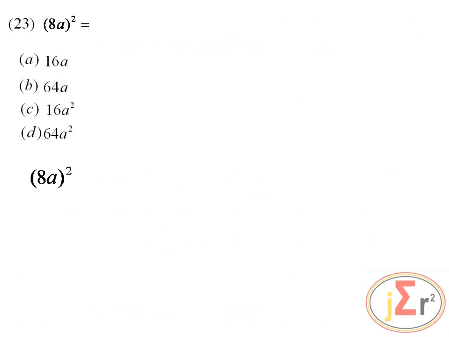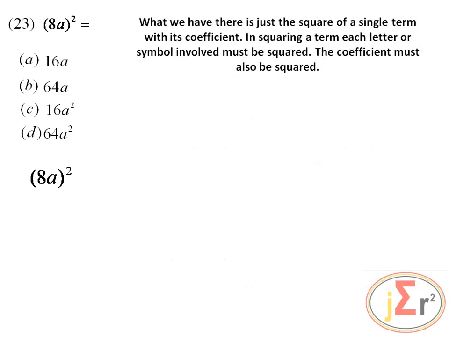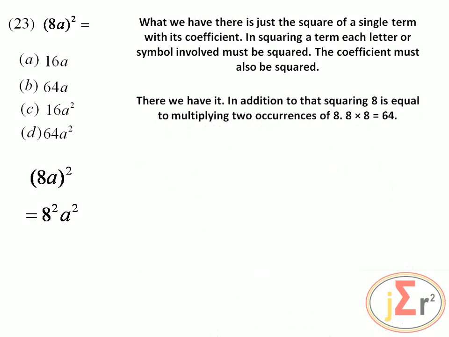Now, what do we know? We need to square 8a. What we have there is just the square of a single term with its coefficient. In squaring a term, each letter or symbol involved must be squared. The coefficient must also be squared. So a has to be squared, 8 has to be squared. There we have it. In addition to that, squaring 8 is equal to multiplying two occurrences of 8. So 8 multiplied by 8 is 64. And we cannot leave this a squared out, so we have 64a squared.